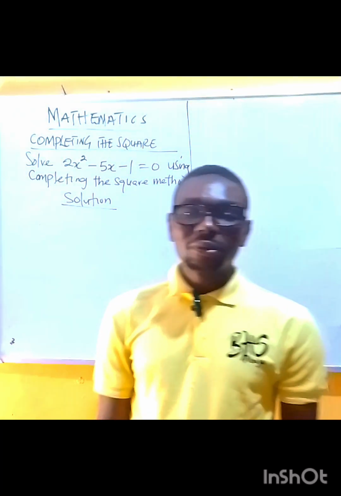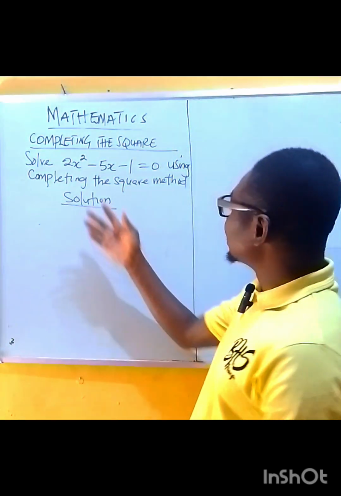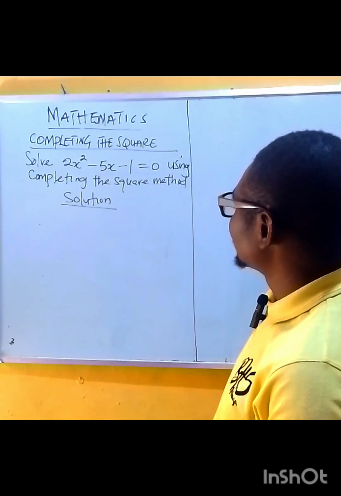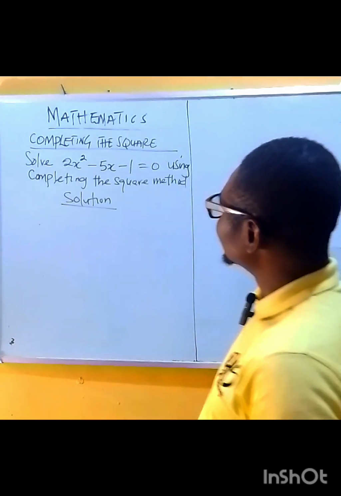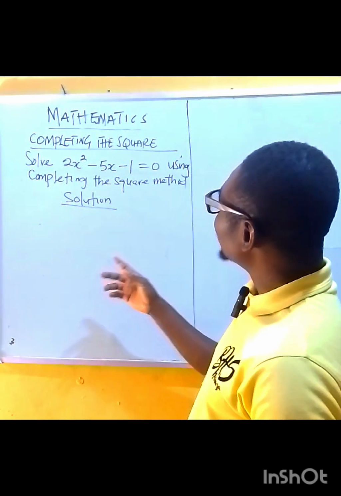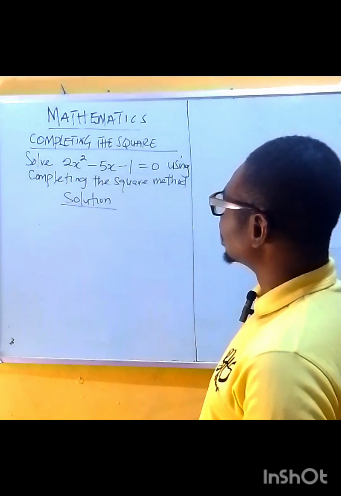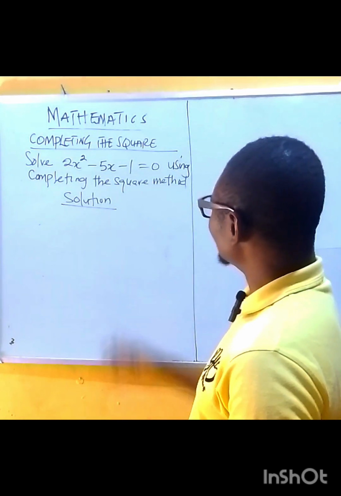Hi everyone. Today we are going to look at this topic, completing the square. Now let's look at this question. Solve 2x² − 5x − 1 = 0 using the completing the square method.